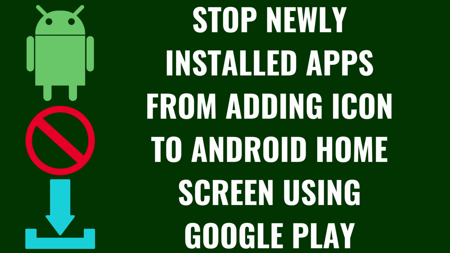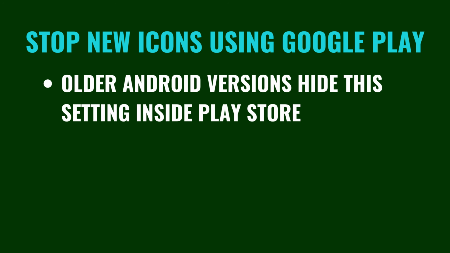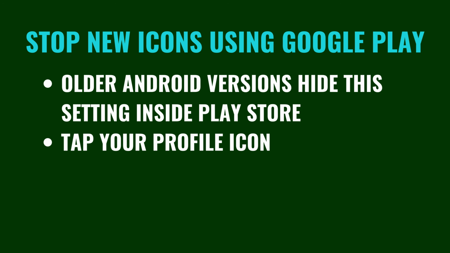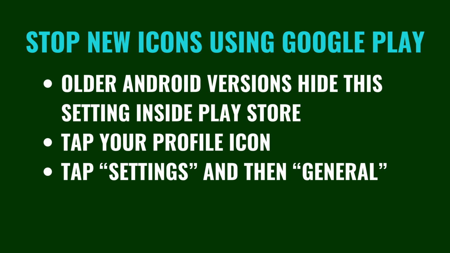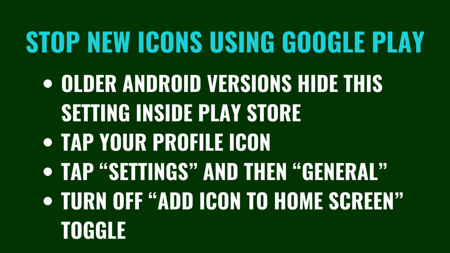As a quick tip, if you are using an older version of Android, you might not find this setting on your home screen launcher. Instead, you will need to open the Google Play Store, tap your profile icon in the top right corner, select Settings, tap General, and then turn off the Add Icon to Home Screen toggle from there.